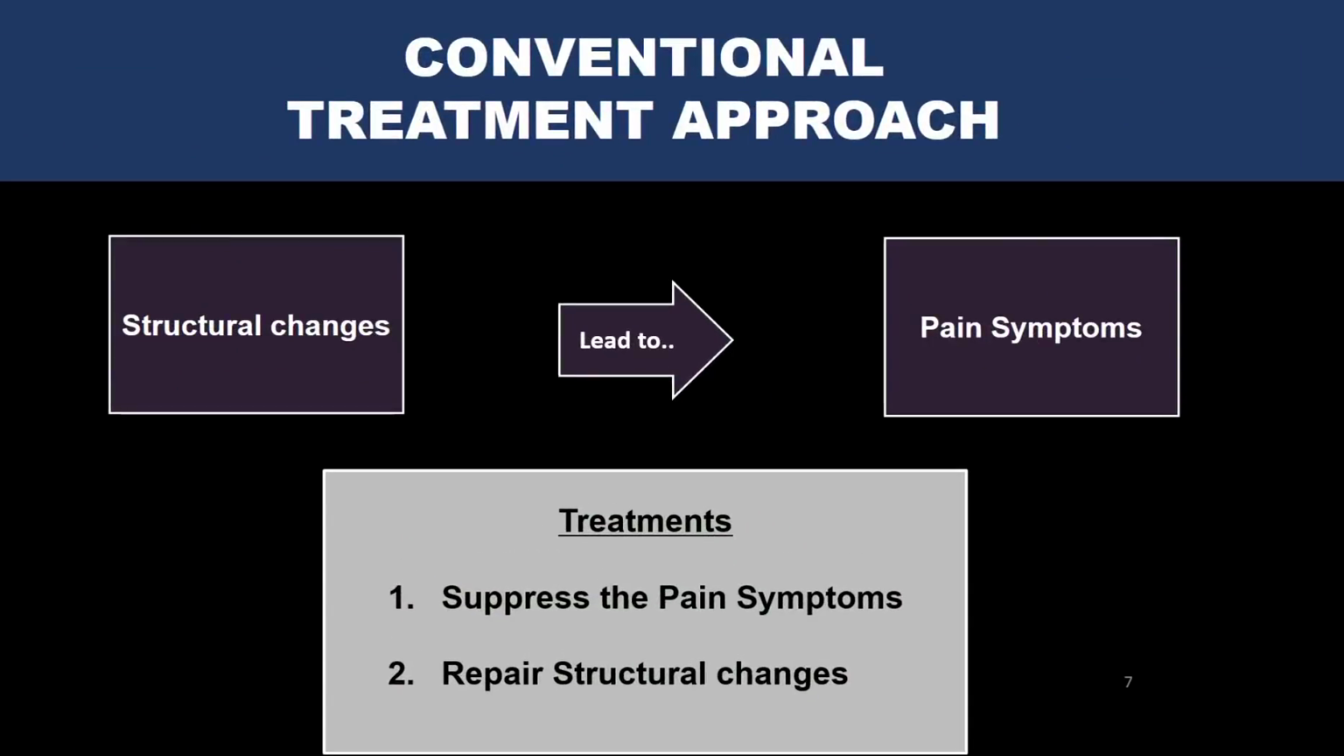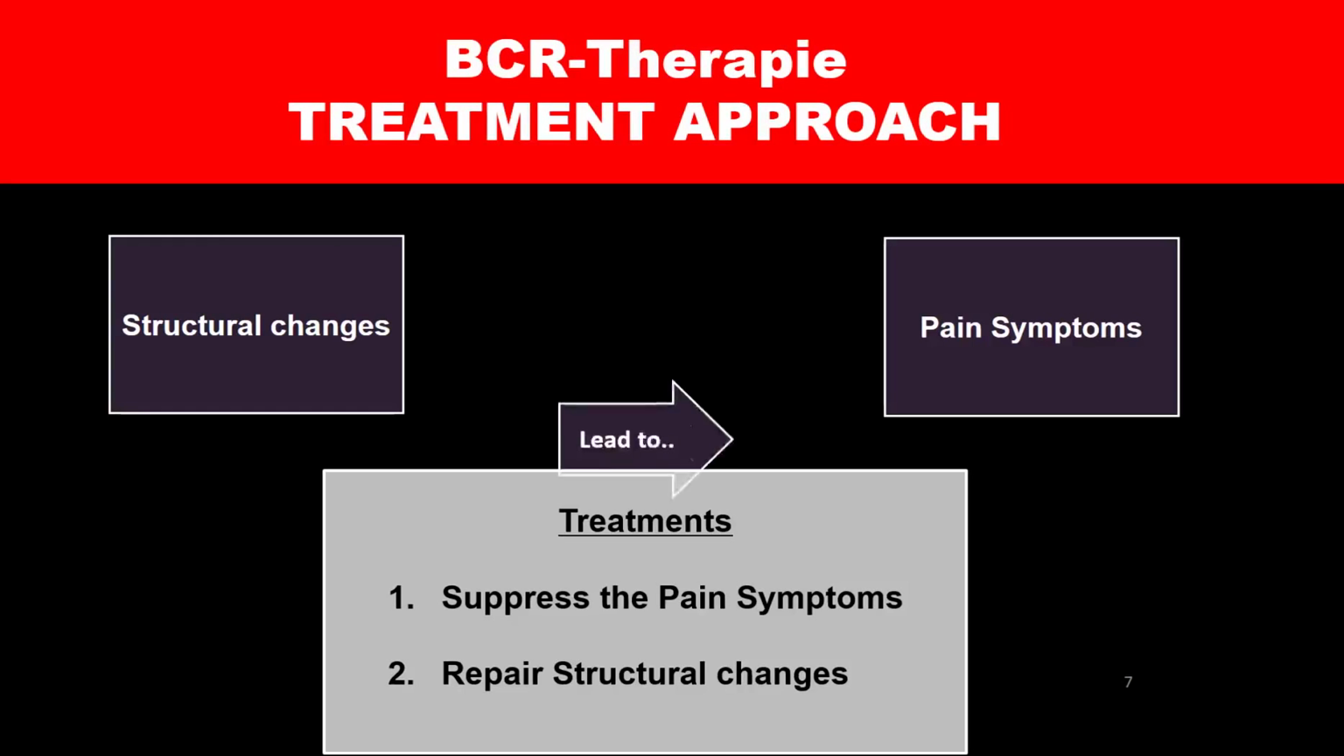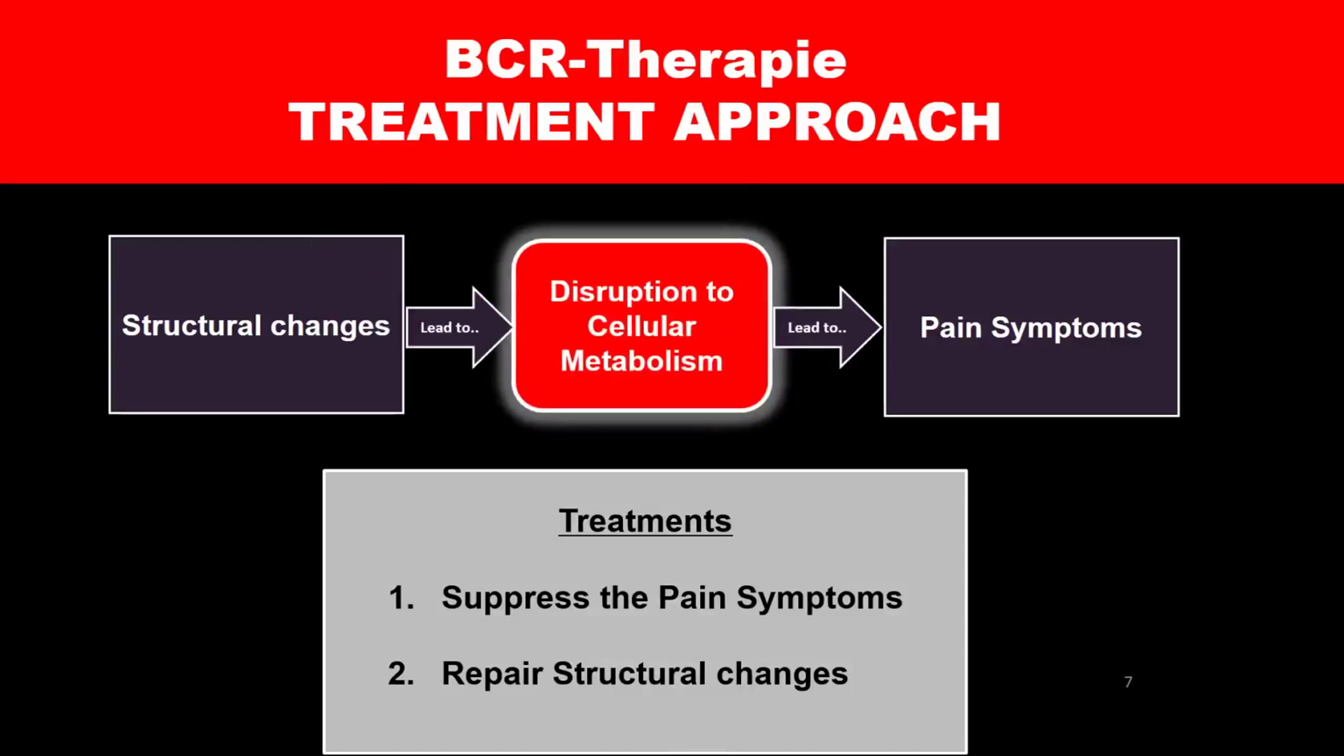Okay, now I come back to the earlier slide. I need to recap this because I want to show the difference with BCR therapy. In the conventional treatment approach, structural changes lead to pain symptoms, and the treatments are to suppress the symptom and to repair the structural changes. Now let's look at the difference in BCR therapy. In the BCR therapy treatment approach, you have a middle thing. The structural changes lead to a disruption to cellular metabolism, and the disruption to cellular metabolism leads to pain symptoms. So what BCR therapy addresses is the disruption to cellular metabolism.